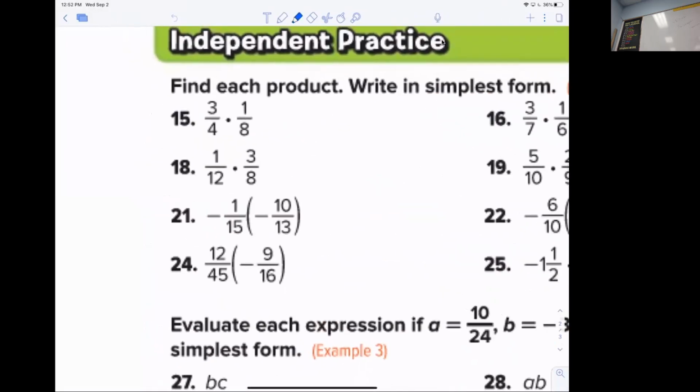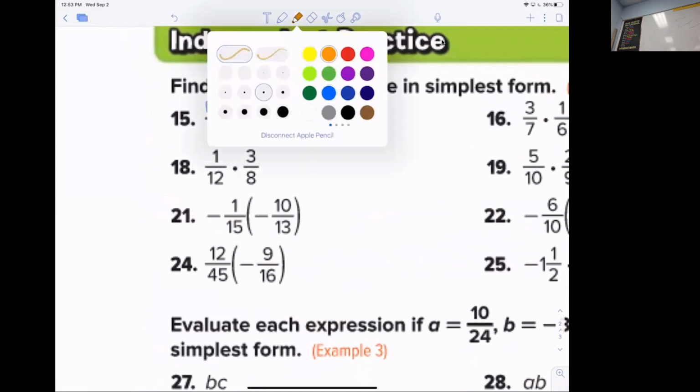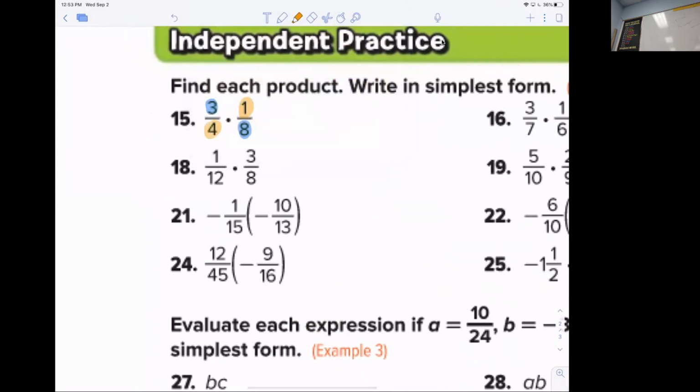Do you remember, first you always check top and bottom. Can they reduce at all? Does 3 and 8 reduce at all? And then you're checking 1 and 4. Those obviously don't reduce. The final thing you should check, but some kids forget, is to also check the original fraction to see if it can reduce. But none of that reduces. So when you're multiplying, does everybody remember you just multiply straight across? So 3 times 1 is what? 3. 4 times 8? 32.